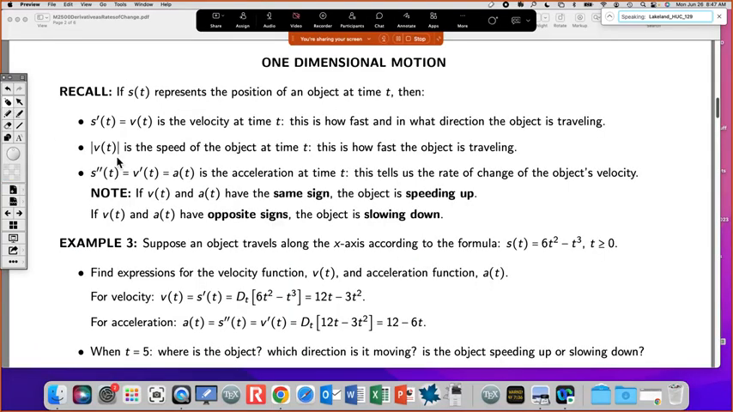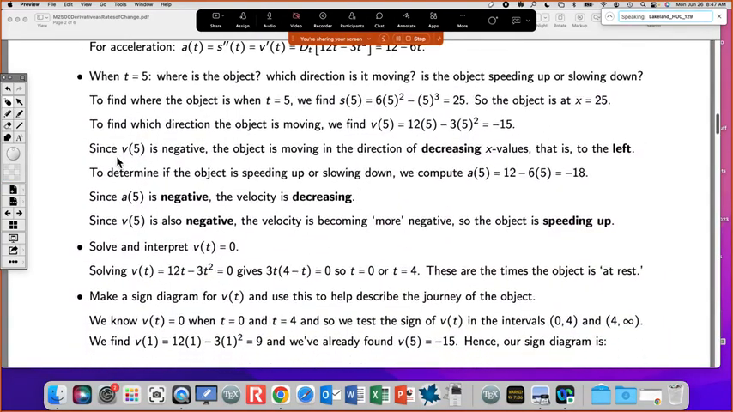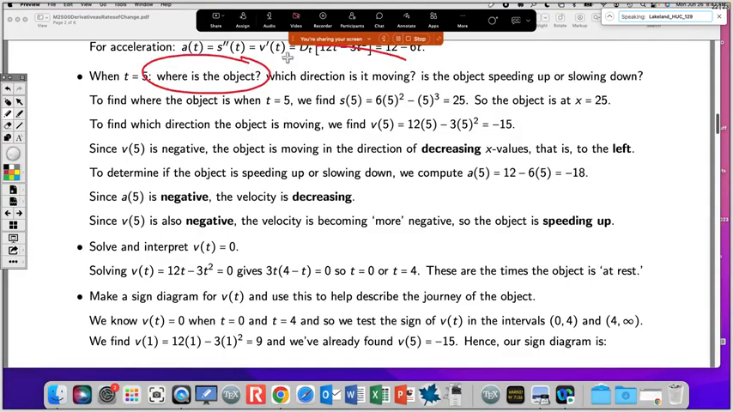Okay. When t equals 5, where is the object? Which direction is it moving? Is it speeding up or slowing down? So once again, a nice little review here of what all of these different things teach us. I'm going to just recopy these, just so we have them all on the same page.